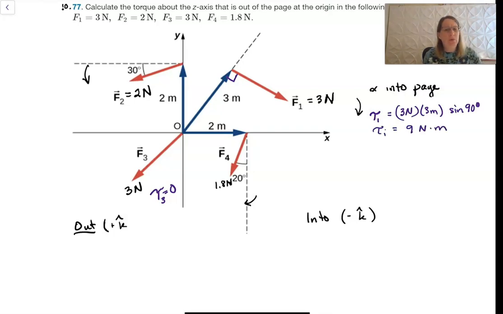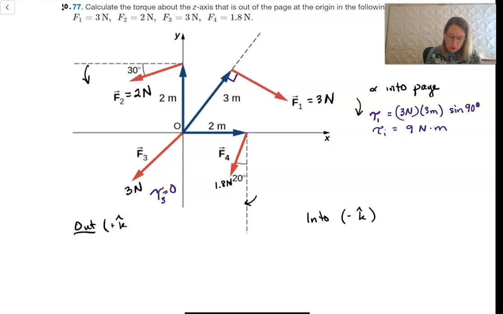Now I know Newton meters is what we usually write as a joule, but to remind ourselves that this is torque and it actually is a vector, we always write torque as Newton meters or foot-pounds. We don't turn it into an energy form, even though those are the same units, because torque is a vector and energy is not. Joules are associated with non-vectors. So this is just a way to remind ourselves that this is torque. Okay, so that's torque for 1.